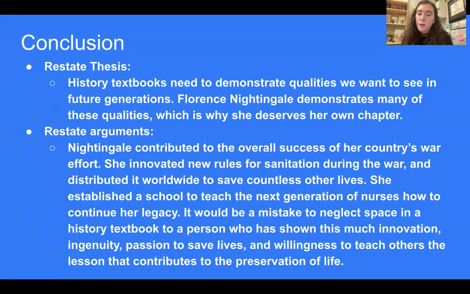And then I just restate my arguments. Okay. Once again, you should not be copying and pasting it from the introduction paragraph. You've learned that in your English classes, I'm sure. So this should just be review. But I restate my arguments there in a little bit of a different way. So that is just a little quick overview of the example paper.